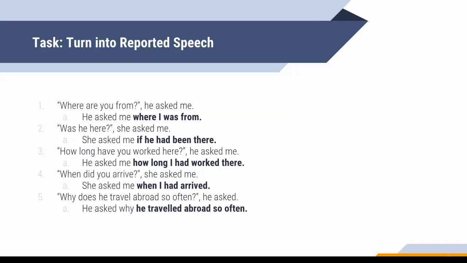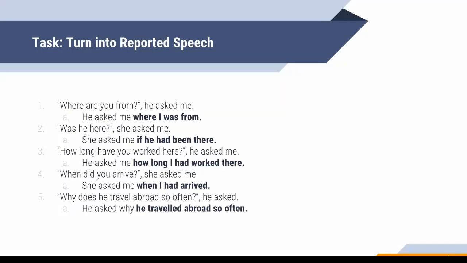Was he here? She asked me if. You don't have a question word here, so you start with if. Past simple in the question, one step back, past perfect. If he had been here. Third change, here goes into there. So here, there, change of words. If he had been there.